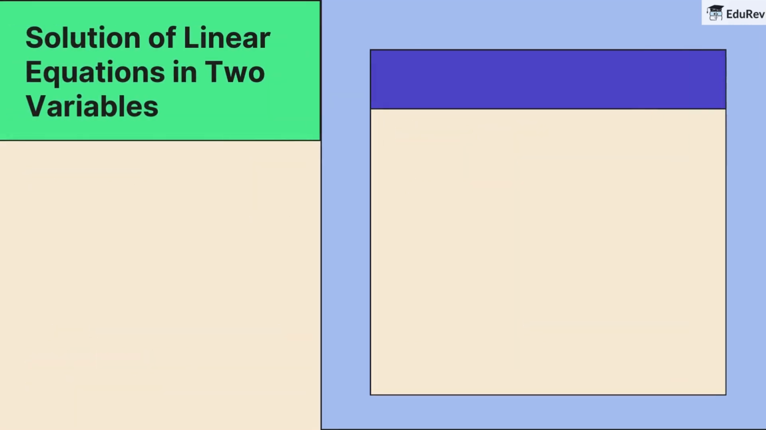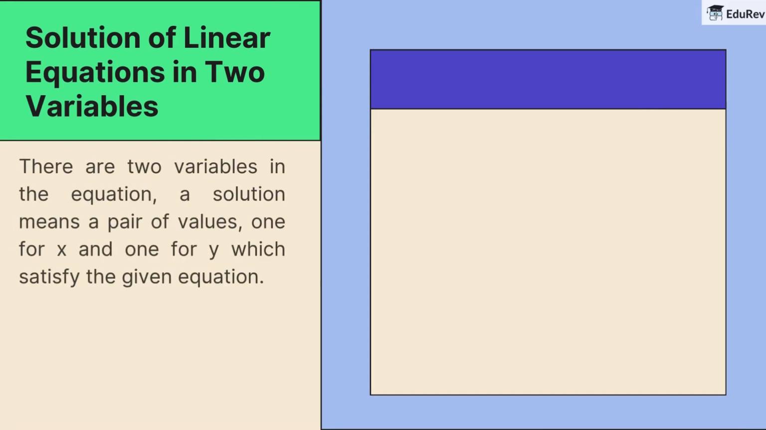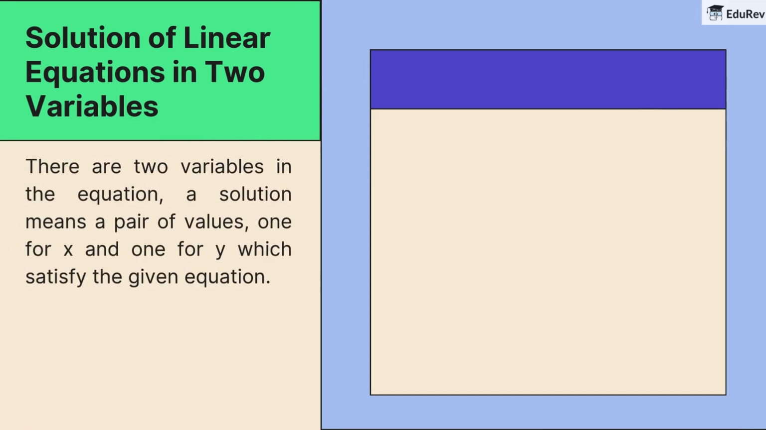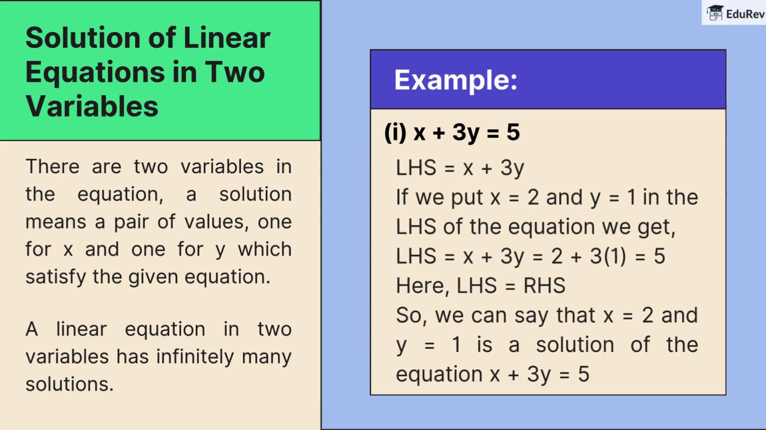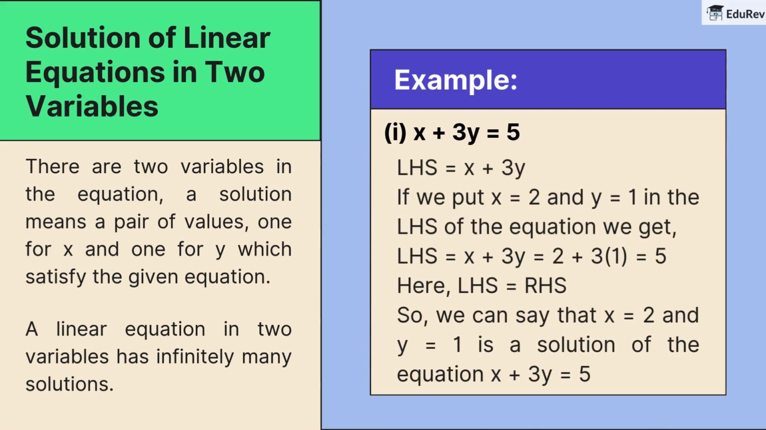Now, for linear equations in two variables, a solution means a pair of values, one for x and one for y, which satisfy the given equation. A linear equation in two variables has infinitely many solutions. For instance, in the equation x + 3y = 5, if we put x = 2 and y = 1 into the left-hand side, we find that x + 3y = 5, confirming that (2, 1) is a solution.